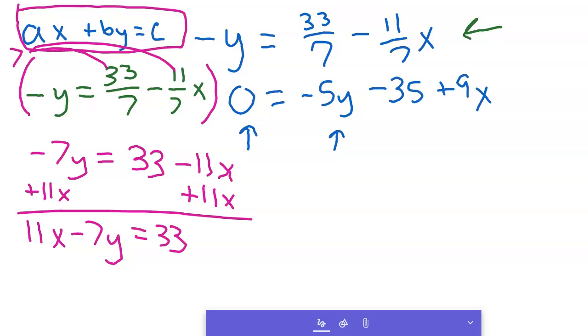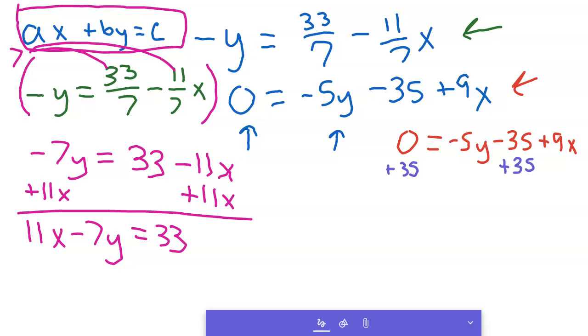Then we do the same with the bottom equation. I'll rewrite it here: 0 equals negative 5y minus 35 plus 9x. We want all of our variables on the left and all of our numbers on the right. There's a couple ways you could do this. To keep things simple, one easy way is just to move the 35 over, so I'm going to go ahead and do that. If you add 35 across this equal sign, we'd have everything we need.